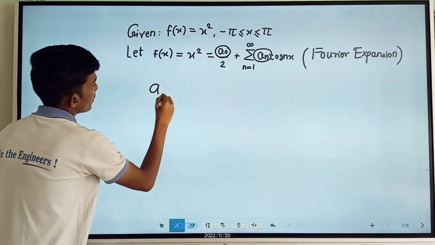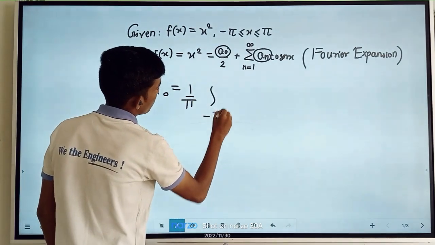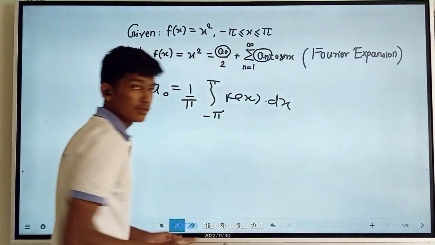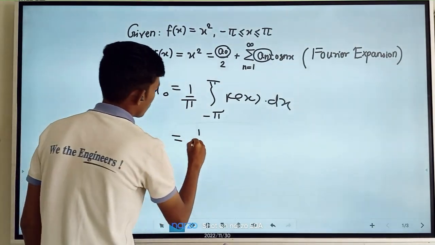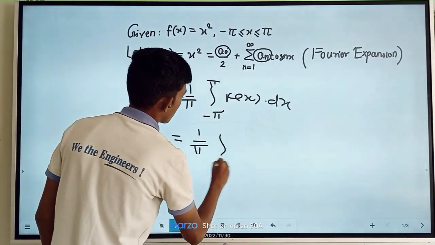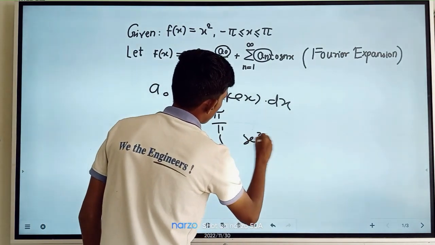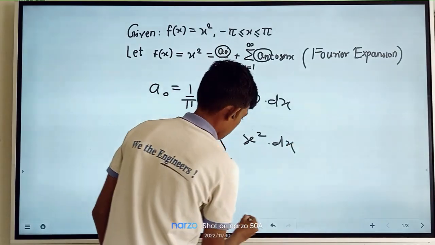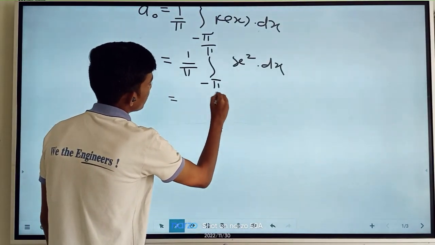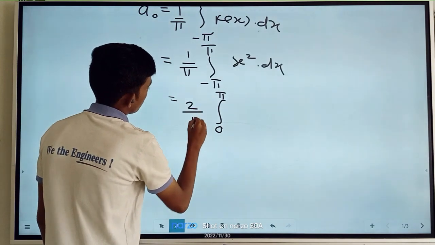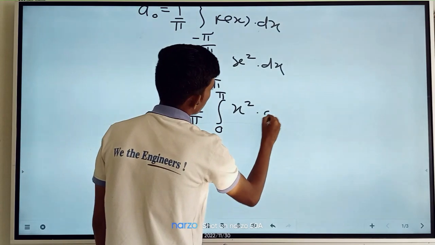The formula for a naught is equal to 1 upon pi, integration from minus pi up to pi of f of x with respect to dx. Here f of x is equal to x square. Then we will write 1 upon pi, integration from minus pi up to pi of x square. Here we take the integral from 0 to pi, and then we get 1 upon pi times the integration of x square with respect to dx.